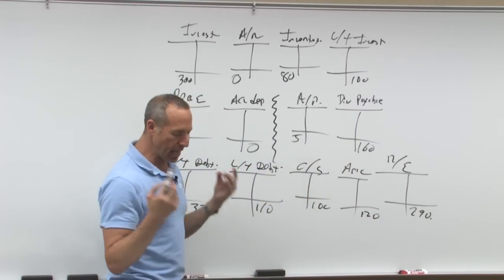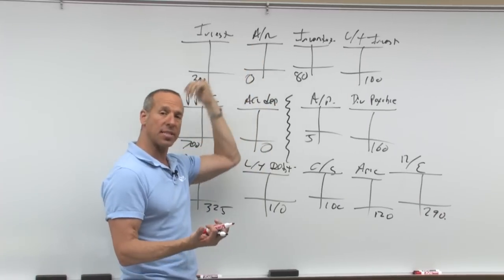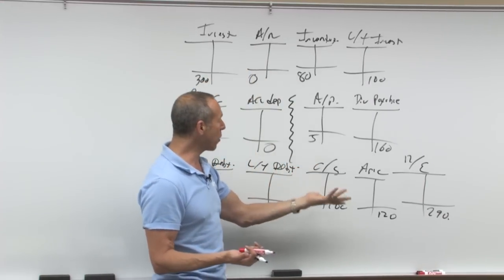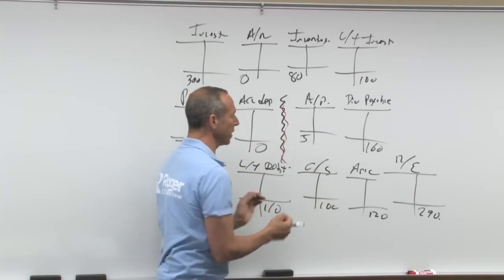Okay, so we're going to set up a T account for every balance sheet account except cash and cash equivalents. If it's an asset and it went up, it's a debit. If it went down, it's a credit. If liabilities or equity go up, it's a credit. If they go down, it's a debit. I put a squiggly here to distinguish between the two.